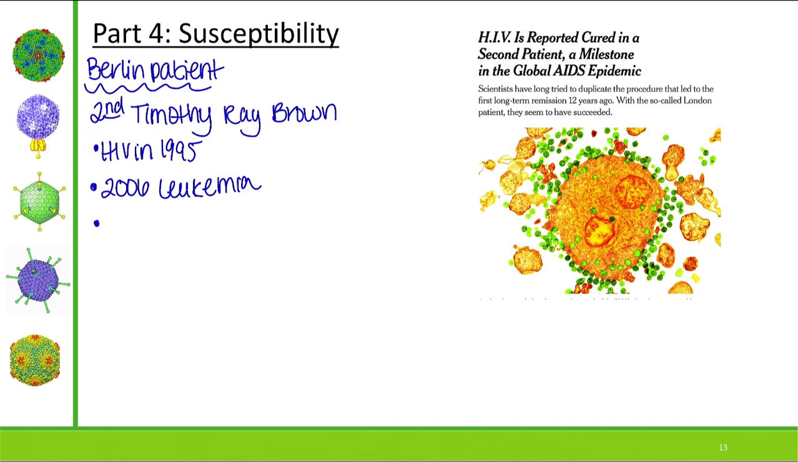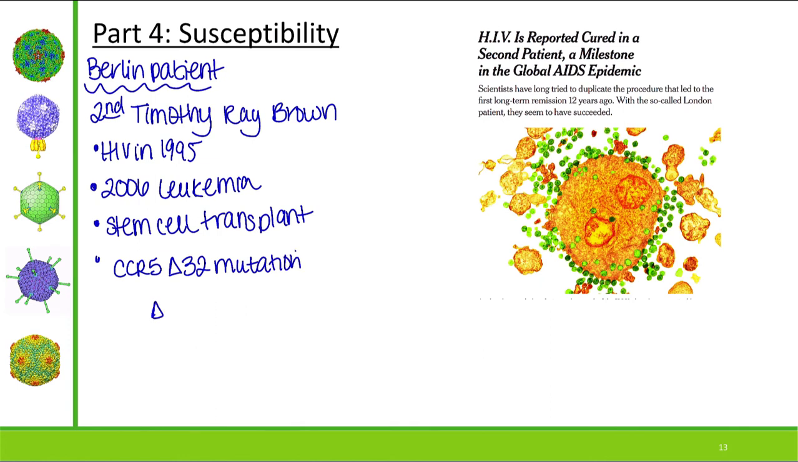And when they were looking for donors for the stem cell transplant, they were looking for a particular donor. The particular donor that they were looking for was someone that had something known as a CCR5 delta 32 mutation. And the delta means deletion. So you're probably, hopefully, scratching your head like, CCR, that sounds familiar, and it should.